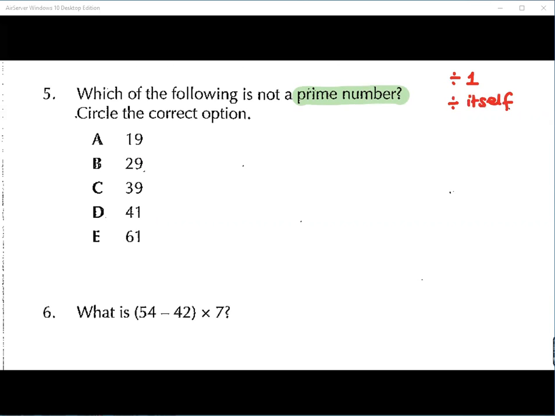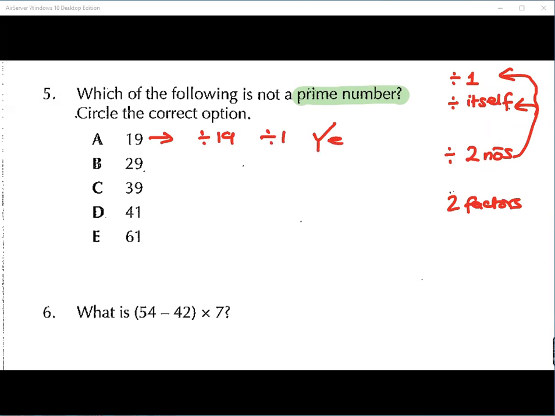So it only divides by how many numbers? 1 and itself. So it only divides by 2 numbers. The first number is 1 and the second number is itself. So we say a prime number is a number that has 2 factors. Okay, lovely. Now, is 19 a prime number? And the answer is yes.